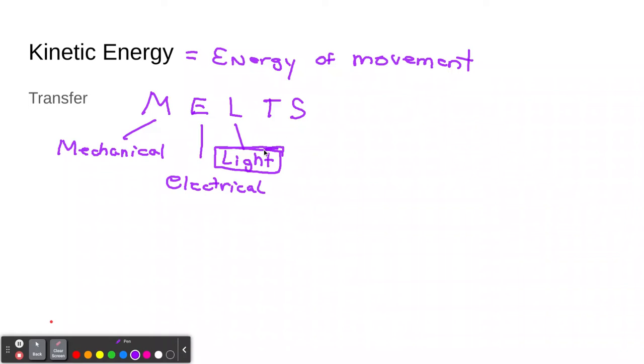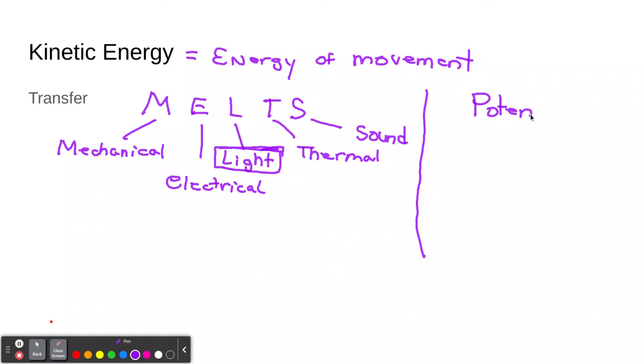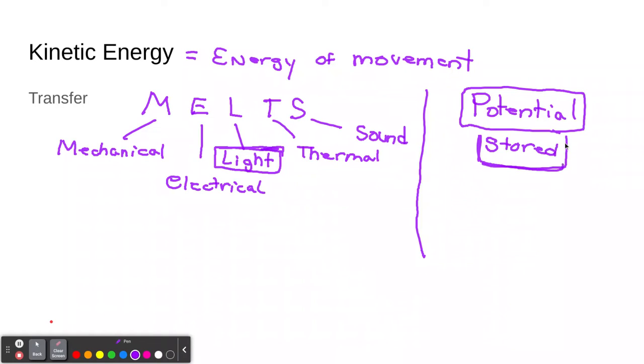Magnetic energy we'll talk about. T is what's in this video today, thermal. And then we have sound. So that's the kinetic energy. And if it's not kinetic, then there's potential energy. And potential energy is the energy of position, the stored energy, a way to remember it. And we'll talk more about potential energy in later videos.